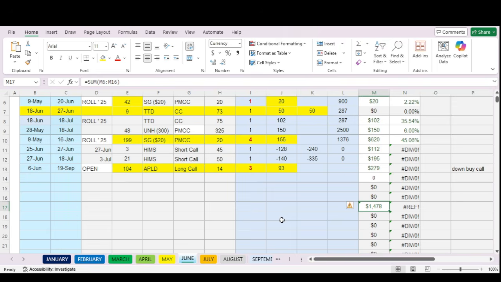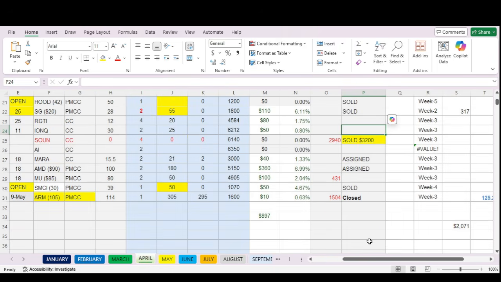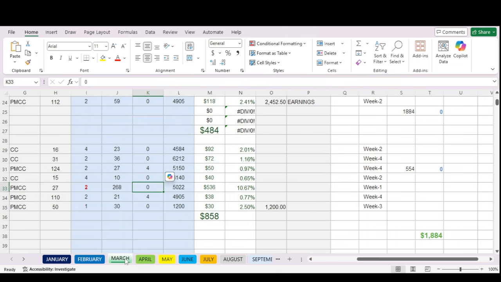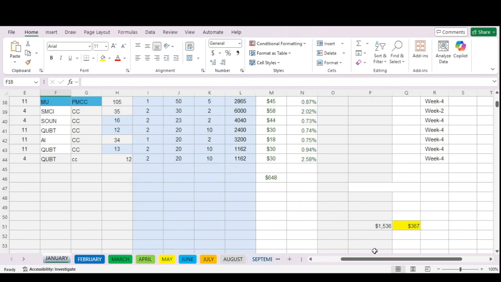So what we're going to do now is calculate the total return for the 6 months I have been showing you these videos. For June, we have 178. We're going to add May's amount, which is 1596. Then April's amount, which is 2071. Then March's amount, which is 1884. And then February is 2003. And lastly, where it all started off, January, which is 367.